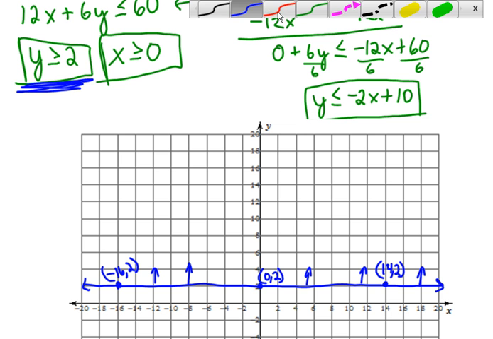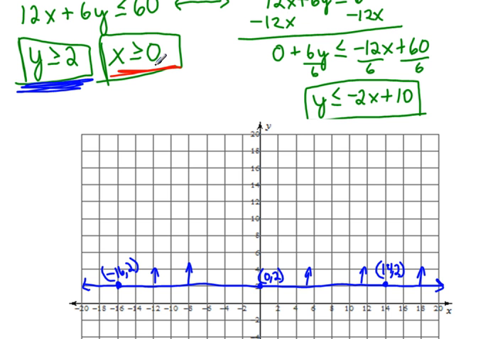Alright, so the next one I'm going to do is x is greater than or equal to 0. And what we do is we go on our x-axis at 0, put a mark, and now we're going to draw a vertical line. And since x is greater than 0, we're shading in this direction.